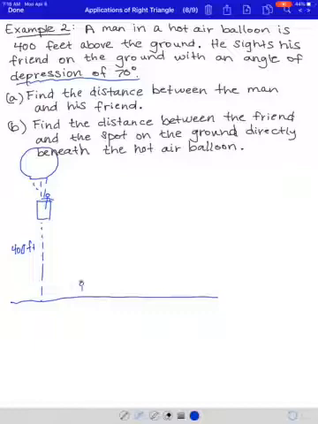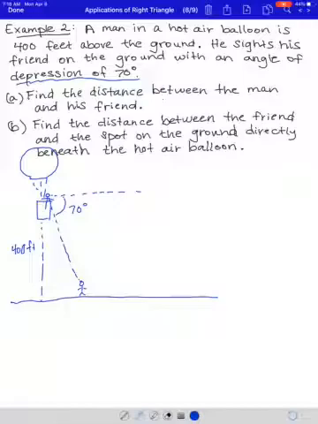And here's his friend down on the ground. And he looks down at his friend, and the angle of depression is 70 degrees. So what that means is if this man in the hot air balloon were to look straight across, and then if you were to look down, this angle that is formed is the angle of depression, 70 degrees.